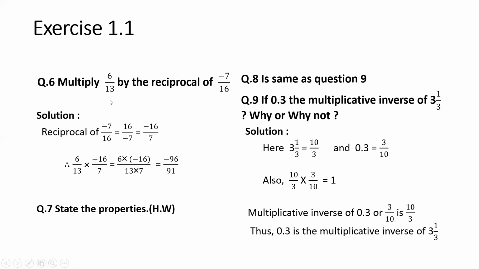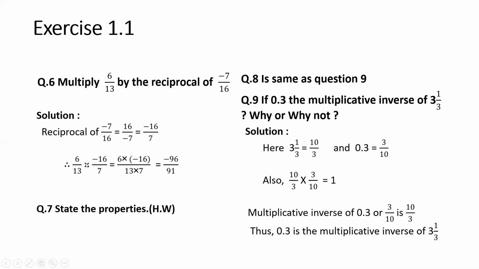Multiply 6 upon 13 by the reciprocal of minus 7 upon 16. So first we have to write the reciprocal, that is multiplicative inverse of number minus 7 upon 16. So which will be minus 16 upon 7. And now we have to multiply this minus 16 upon 7 with which number? 6 upon 13. So our actual sum is 6 upon 13 into minus 16 upon 7.